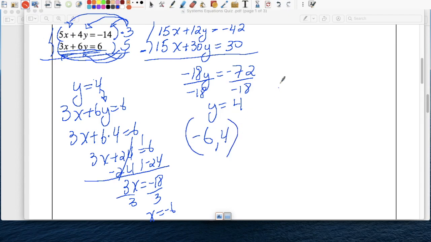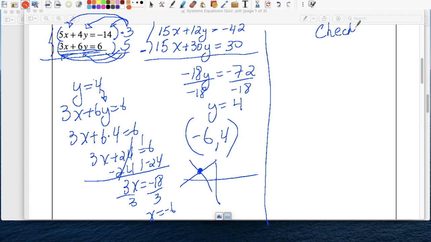So that's our answer. So again, on the graph, there were 2 lines. I don't know what they look like, but I know that they meet somewhere here. There's 2 lines, and they meet over there. And that's the solution to both. So we're going to check. We're going to take this point. We're going to use negative 6 and 4 and plug it in equation 1, plug it in equation 2, and make sure they both work.